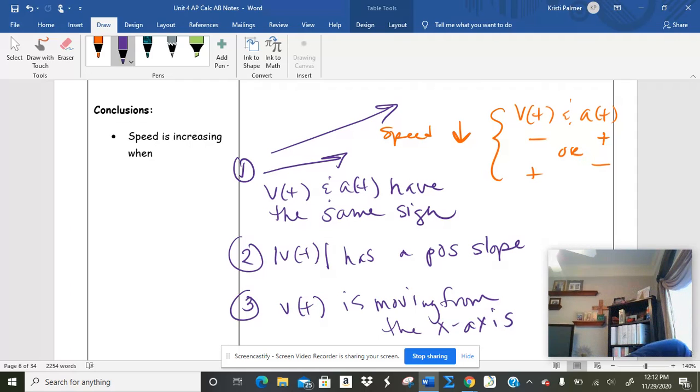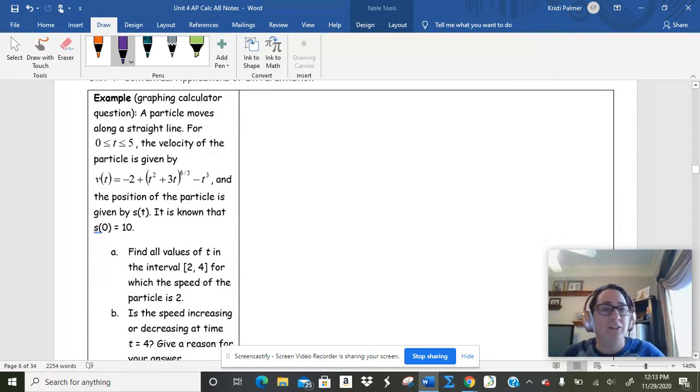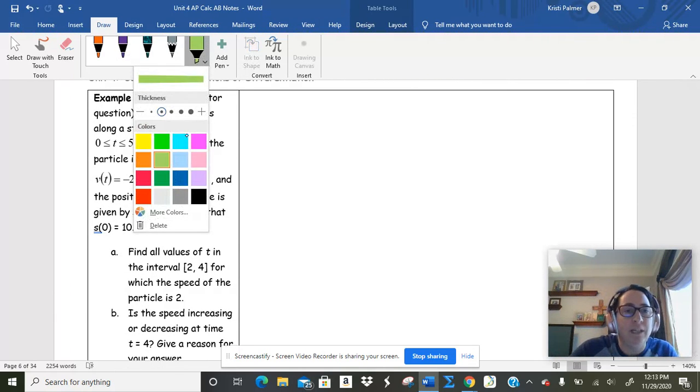Oh, shoot. So let's go look at the next problem. And you get to use a graphing calculator. And I'm going to get a different highlighter because that one's kind of ugly. No, you ugly. All right.